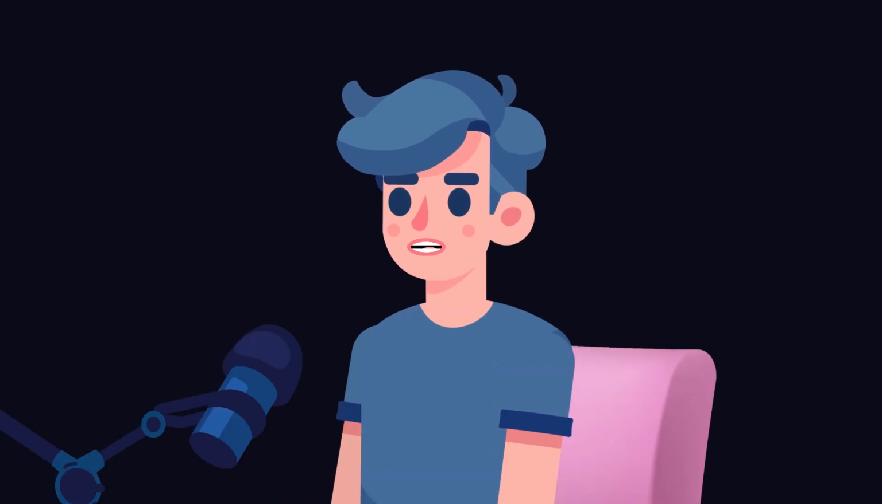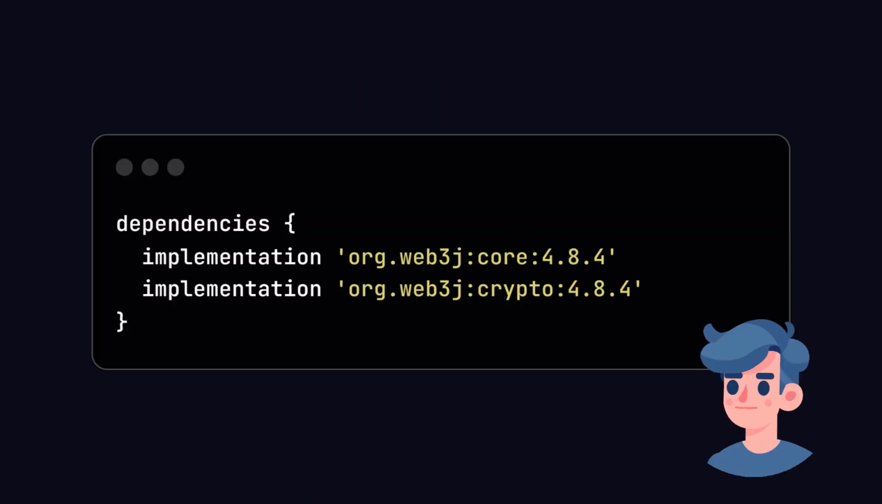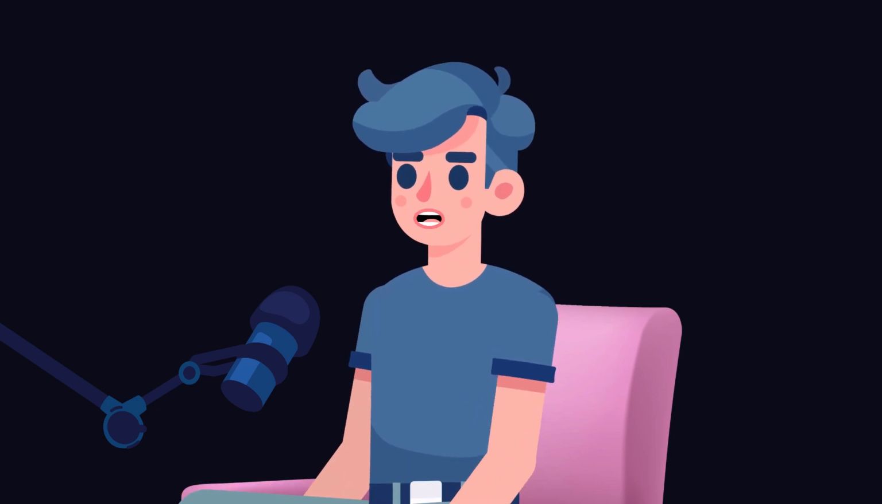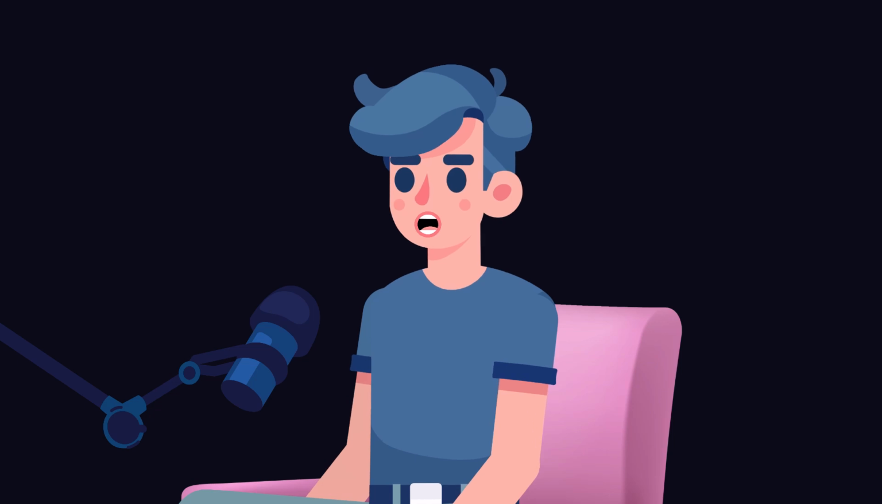Next, create a new Java project in IntelliJ IDEA. Name it Blockchain Auction Platform. This will be our main project directory. Now, let's add the Web3j library to our project. Open the build.gradle file and add the following dependencies. After adding the dependencies, make sure to refresh your Gradle project so that IntelliJ pulls in the Web3j libraries.